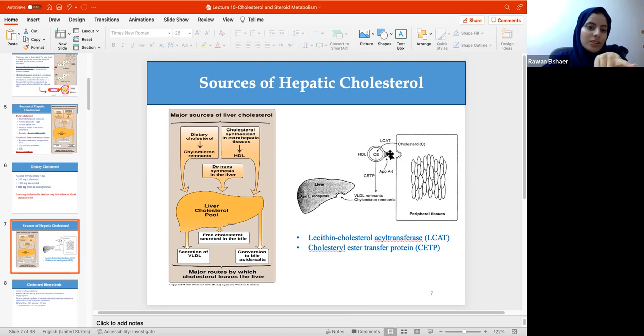Yeah, she explained it. I don't know who S is, I'm sorry, but like she said, the cholesterol is converted to cholesterol esters using the LCAT, okay? And I think the CETP, cholesterol ester transfer protein, just transports the cholesterol to the VLDL, if I'm not mistaken. Okay.